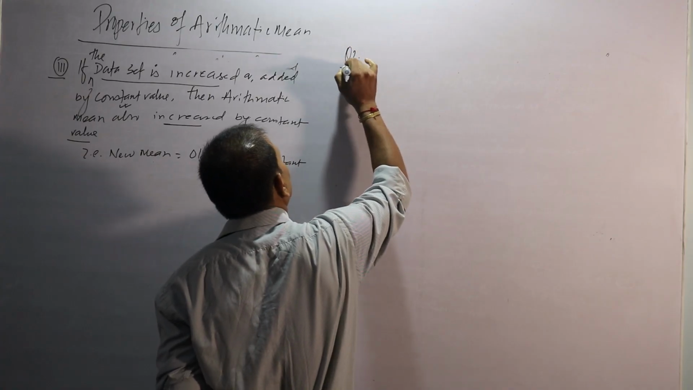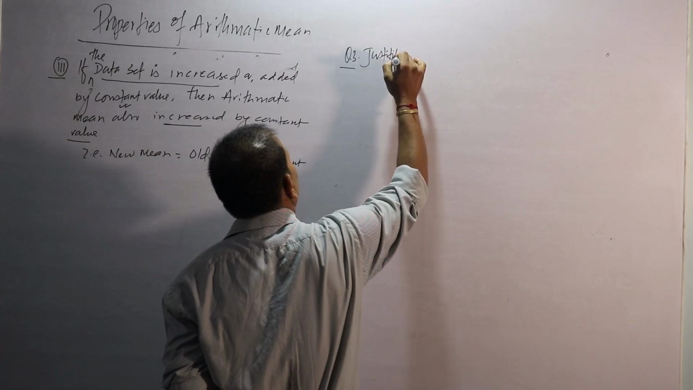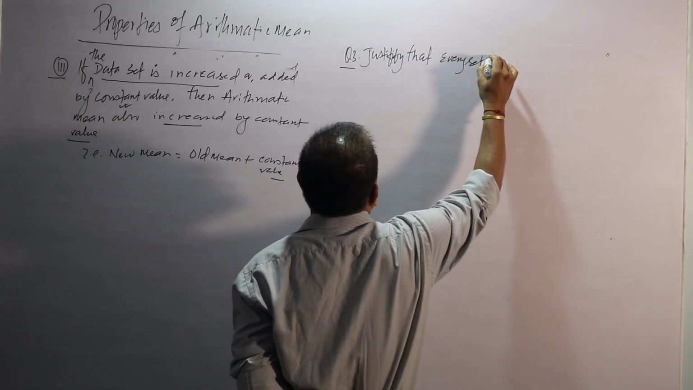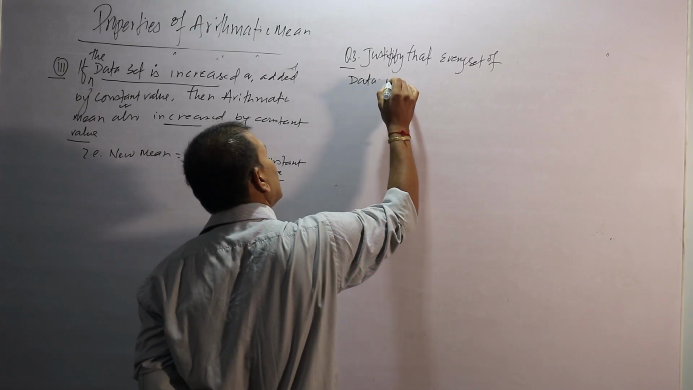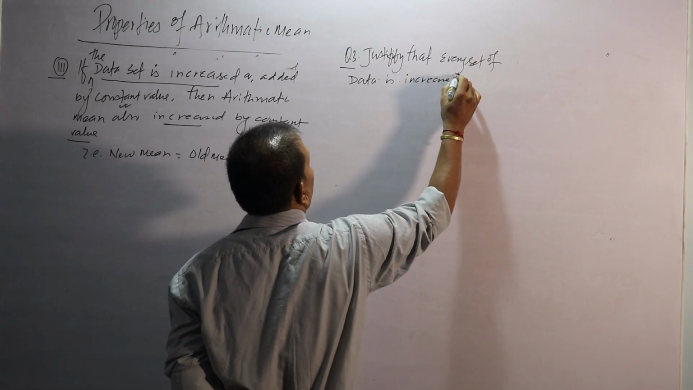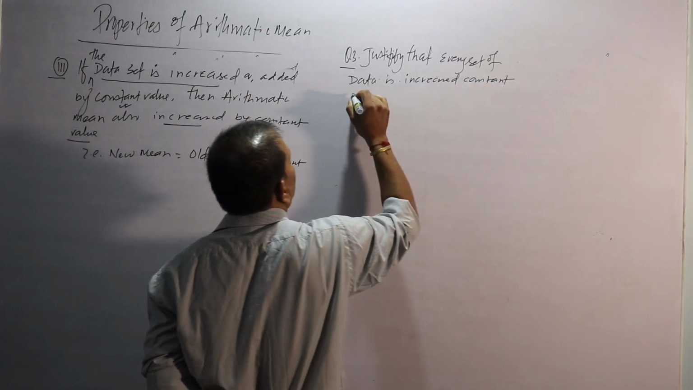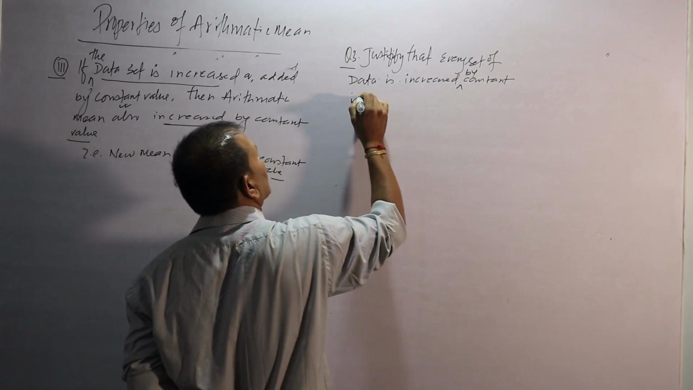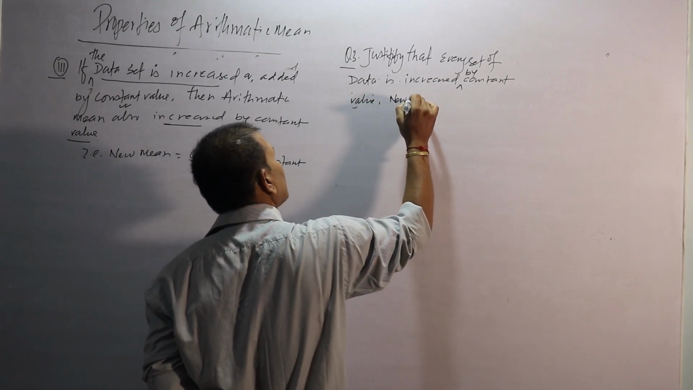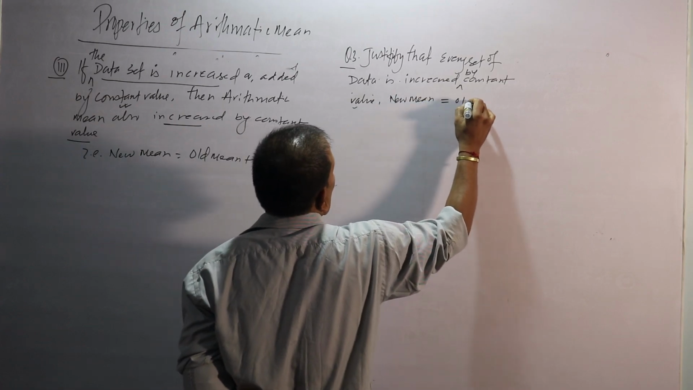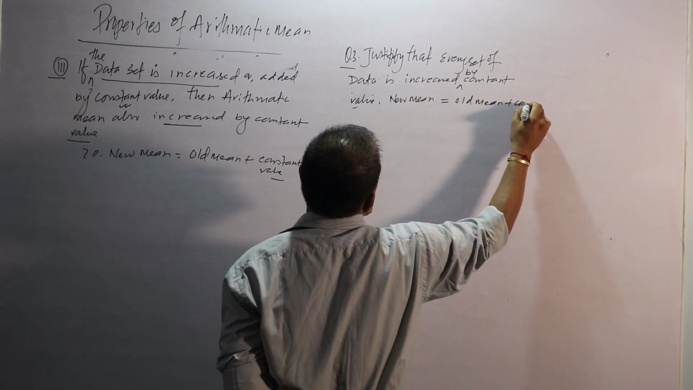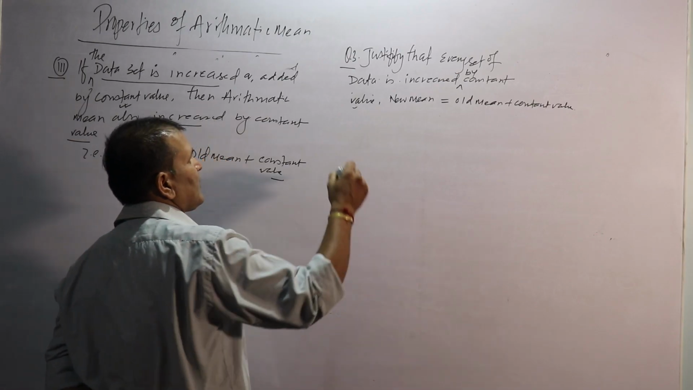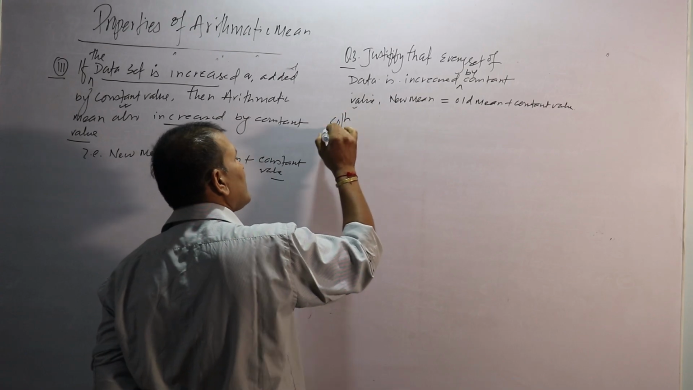So, if the question asks, justify that if every set of data is increased by a constant value, the new mean is equal to old mean plus constant value. For justification, we have to take an example.